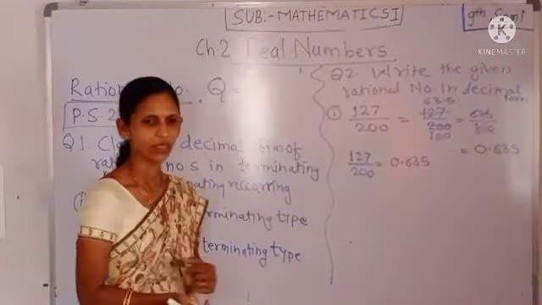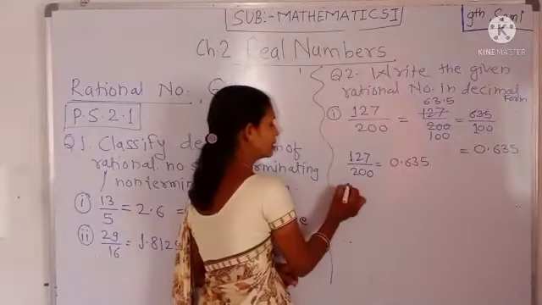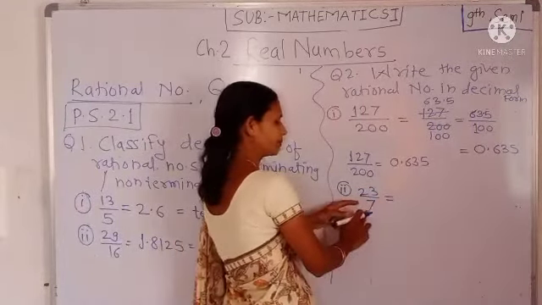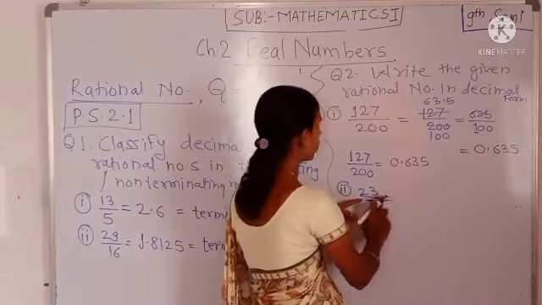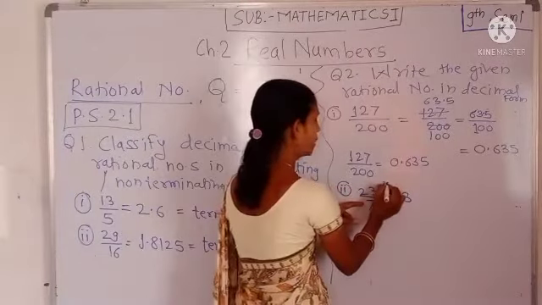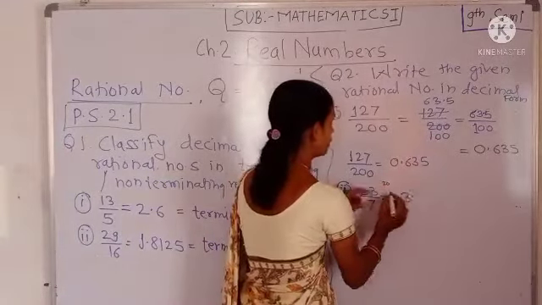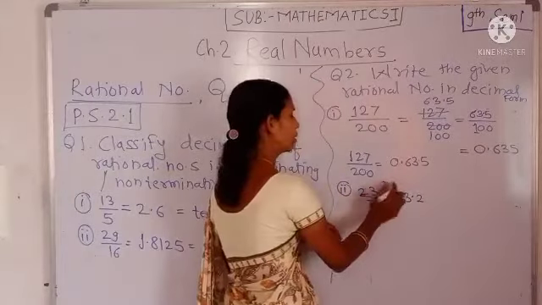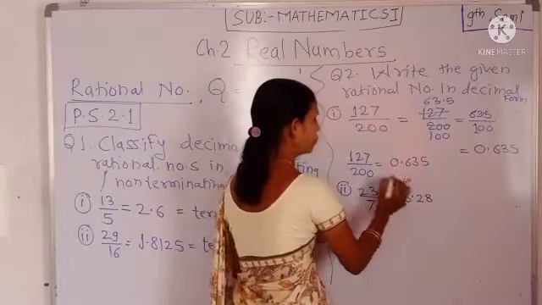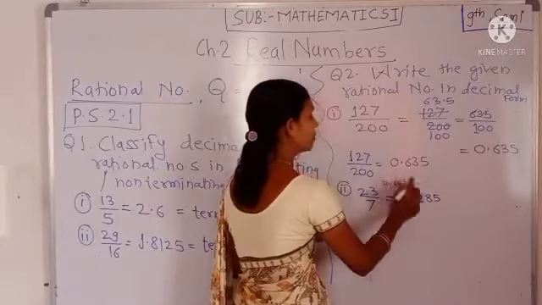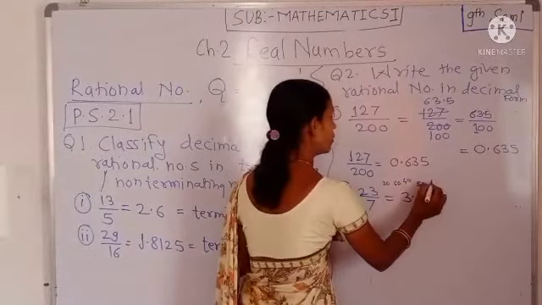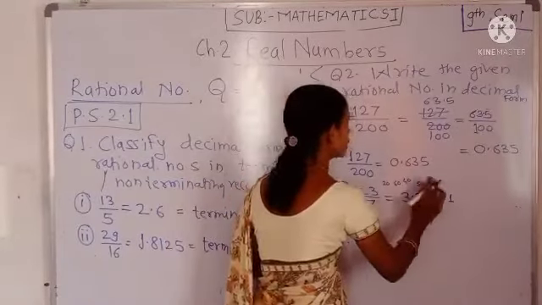One more example that is given here, that is 23 upon 7. Then we have to find out the decimal form of it. That is 7 3s are 21. Remaining 2. 7 2s are 14. Remaining 6. 7 8s are 56. Remaining 4. 7 5s are 35. Remaining 5. 7 7s are 49. Remaining 1. 7 1s are 7.